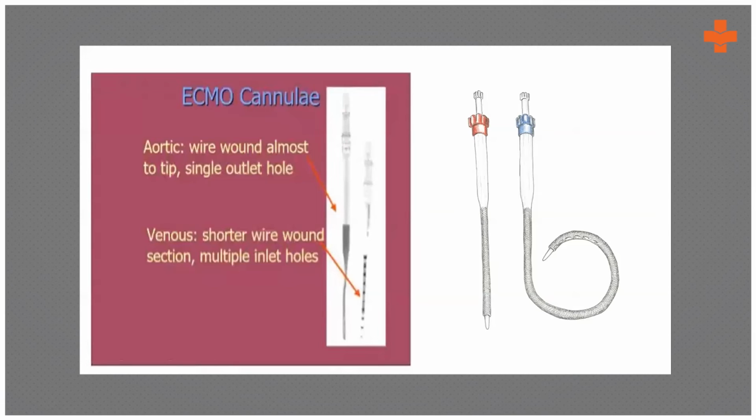Now we have learned about the pump, which acts like the heart. Then we learned about the oxygenator, which acts like the lung. Then we learned about the heat exchanger, and now we come to the cannulae, which are inserted into the patient. So, ECMO cannulae. If you see, the aortic cannula wires are wound almost up to the tip, and there is only a single outlet. This is the arterial line, and the venous cannulae usually have multiple outflow holes. This is because you want maximum intake from the venous side.